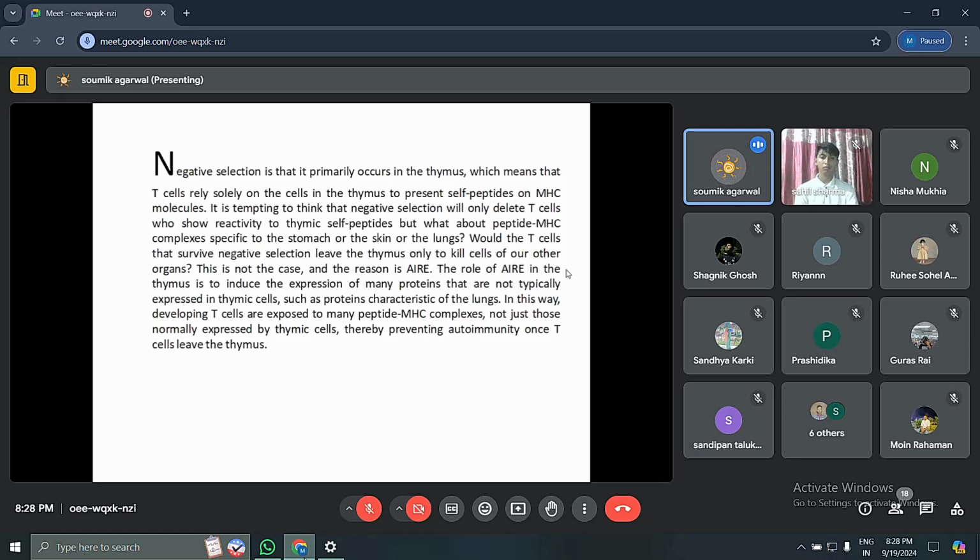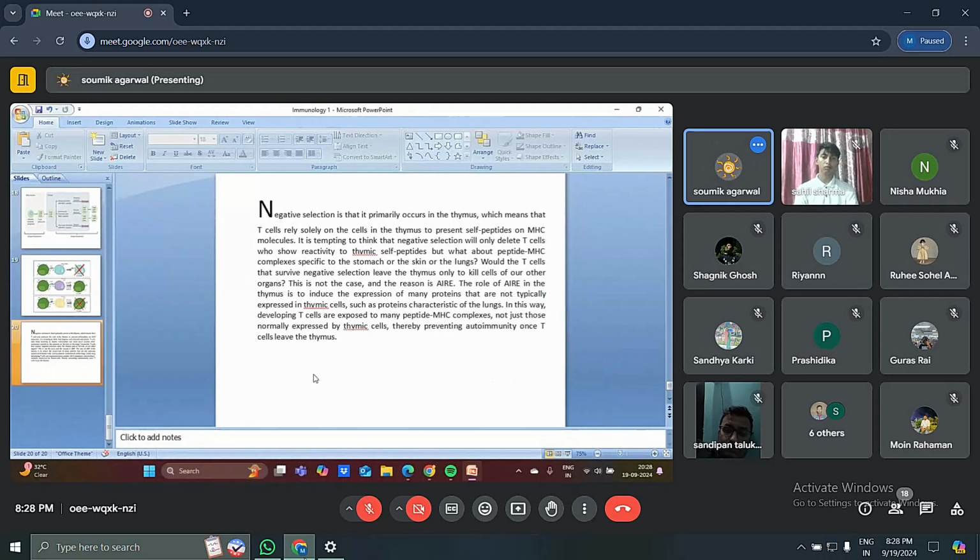This is how it happens. The AIRE full form is probably autoimmune regulator. Okay, this is what I want to say about the basic idea of T cells and B cells. And if you have any question, please feel free to ask.